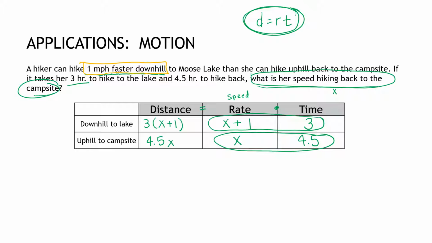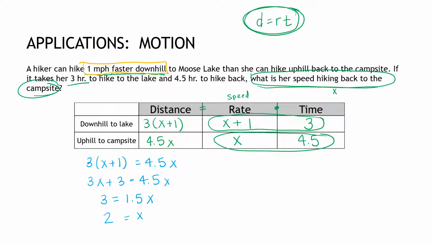And again, what do I know about the distances? That they're equal to one another. So 3 times x plus 1 should be equal to 4.5x because the distance didn't change. And now it's just a matter of doing the algebra. So 3x plus 3 equals 4.5x. Let's get all the x's to one side. I'm going to subtract 3x from each side. Divide each side by 1.5. And I get x equals 2.